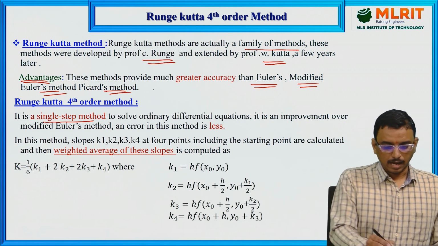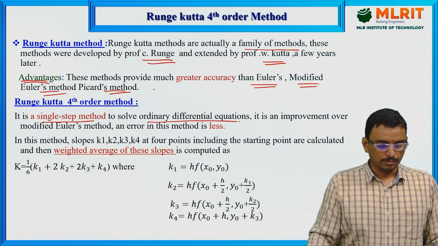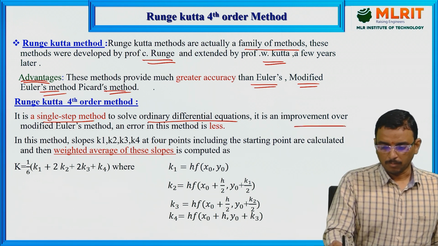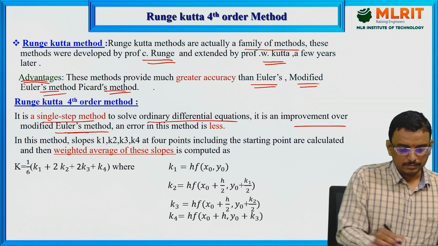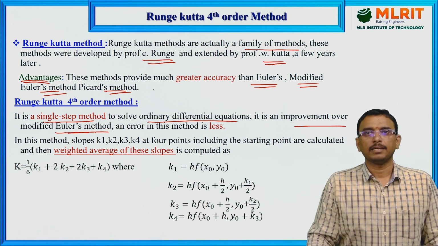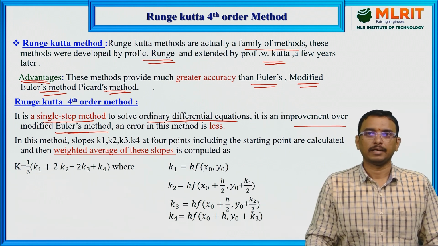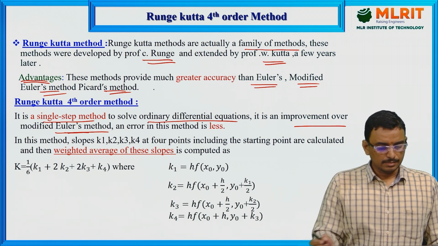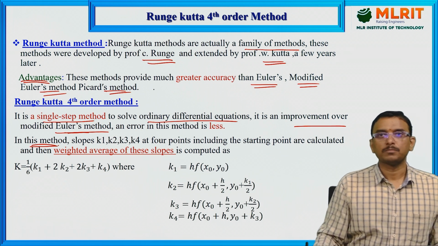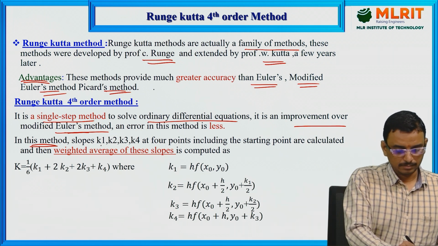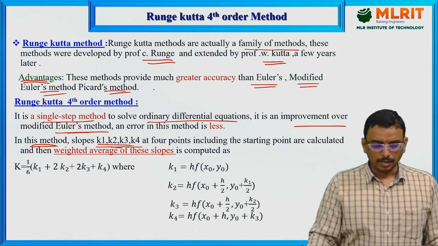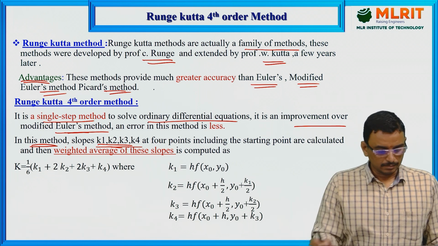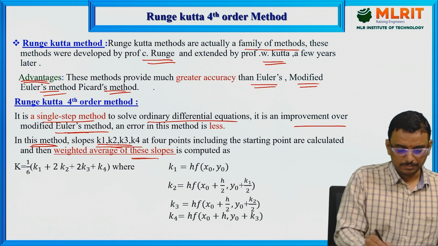To solve the ordinary differential equation, we use Runge Kutta fourth order method, and it is an improvement over modified Euler's method. The error in this method is very small compared to previous methods like Taylor series, Picard's, Euler's and modified Euler's method. In this method, we find the slopes at different points, that is K1, K2, K3 and K4. At 4 points, including the starting point, are calculated, and then the weighted average of these slopes is computed.